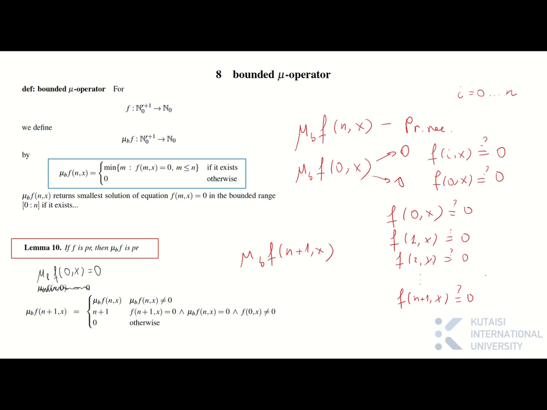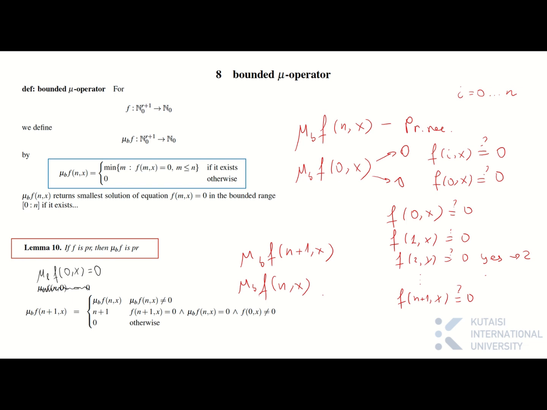So if f2x was 0, it will return 2. So what are the possibilities? One possibility is that the answer is yes at some point. So let's say f2x is equal to 0, and then if the answer is yes, then this function will be equal to 2. But if before n plus 1 the thing was found, then the same exact thing will be found when I'm computing bounded mu operator of fnx.